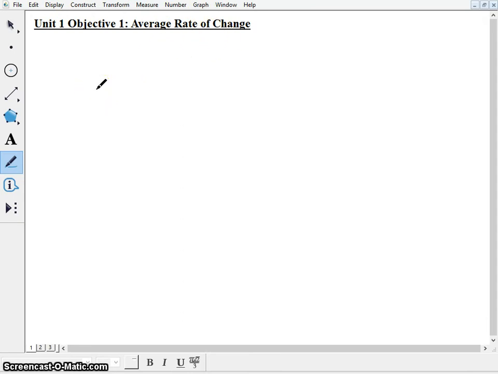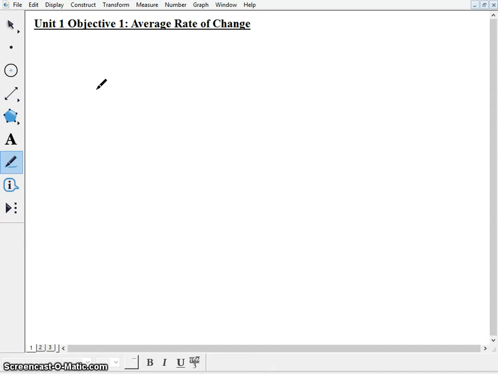Before we get started though, I'm going to apologize for the handwriting. The tablet that I'm using has not synced properly with my computer and the pen is a little laggy, but you'll deal with it.